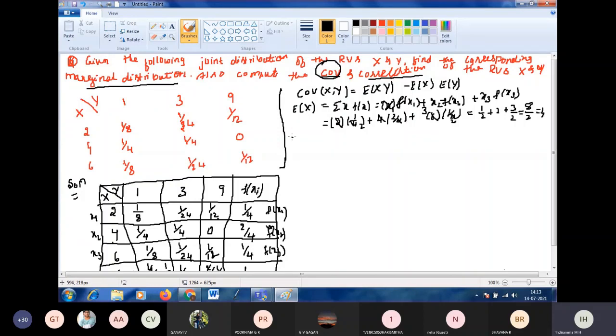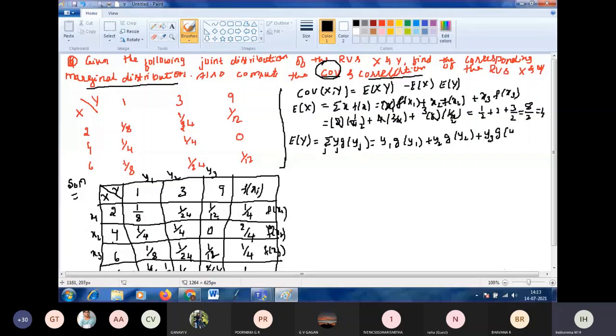Okay, next, find expectation of y. Expectation of y is summation of y into g of y. You can take it as yj over the summation j. So it is y1, y2, y3, and the values g of y1, g of y2, g of y3. So y1 into g of y1 plus y2 into g of y2 plus y3 into g of y3.